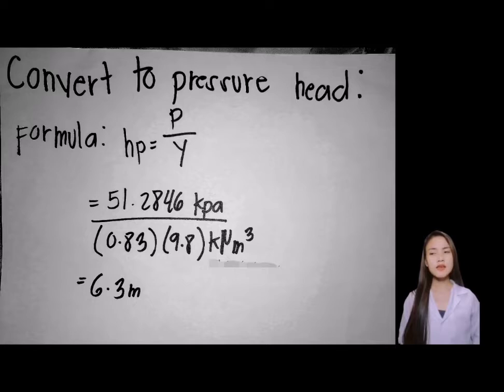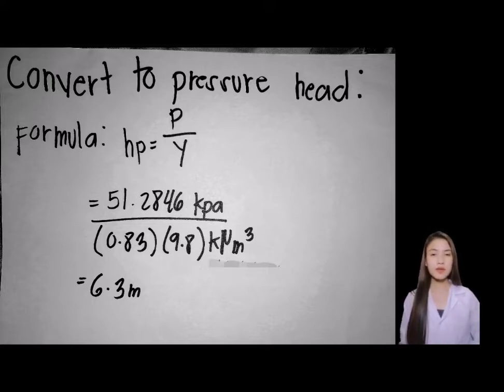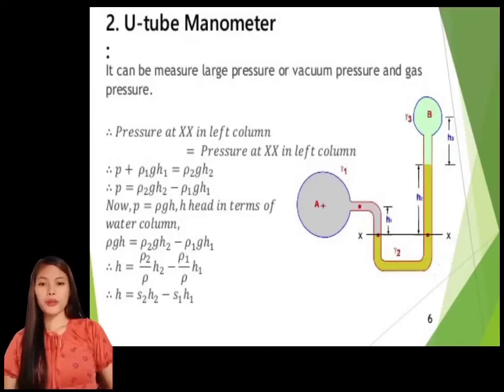So, i-divide lang natin to para makuha na natin yung sagot natin, yung final pressure head natin. So, 51.2846 kilopascals over 0.83 times 9.81. So, let's divide. Ang nakuha natin is 6.3 meters. 6.3 meters yung pressure head natin. Yun lamang po.